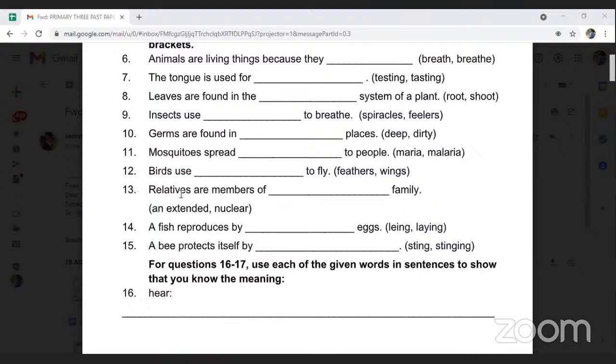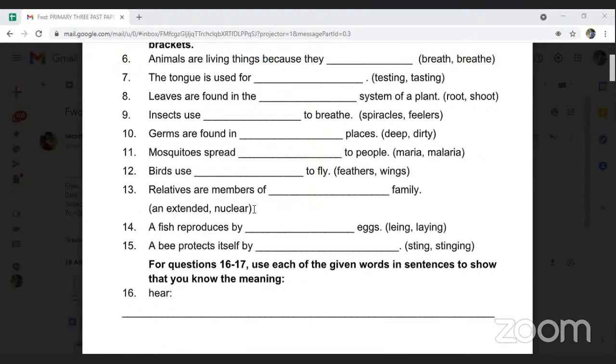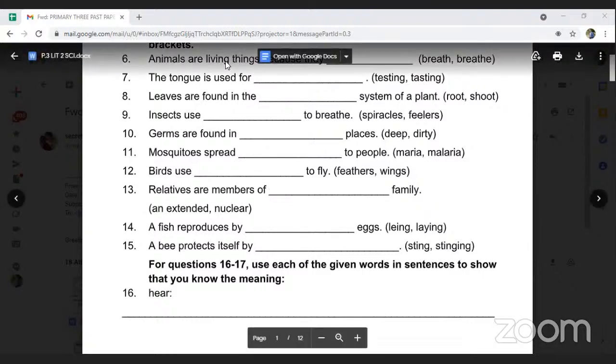Number 13. Relatives are members of dash family. In brackets, we have extended or nuclear. Relatives are members of dash family. By show of hands, you answer that question. Which family? You raise up your hand and then give the answer.